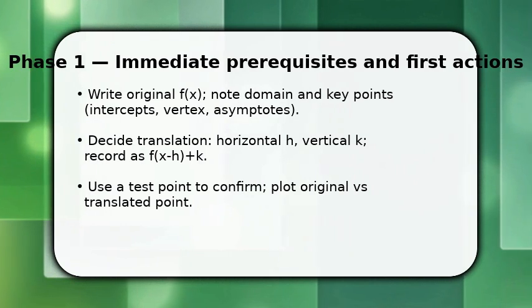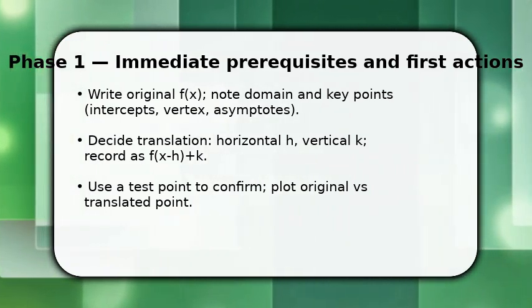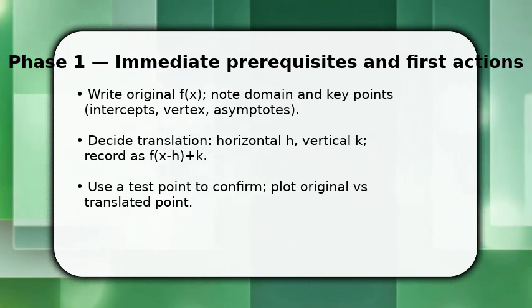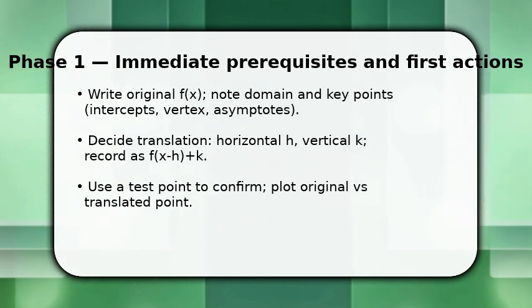Once done, pick one easy test point from the original, apply the algebraic shifts, and plot it. This confirms direction and magnitude. It prevents sign mistakes before you translate the rest of the graph.